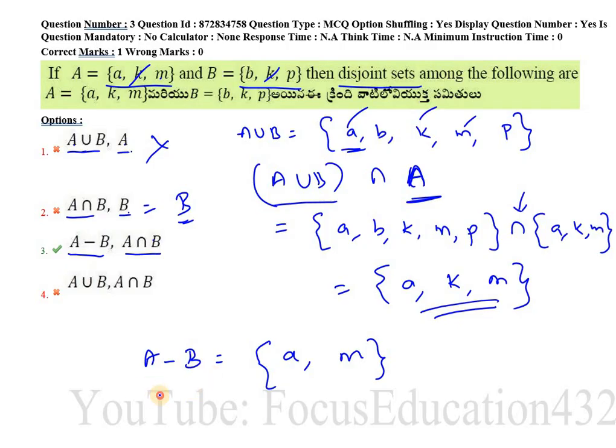What about A intersection B? A intersection B means common of A and B. What will we get? K is available in both, so we will get K here.